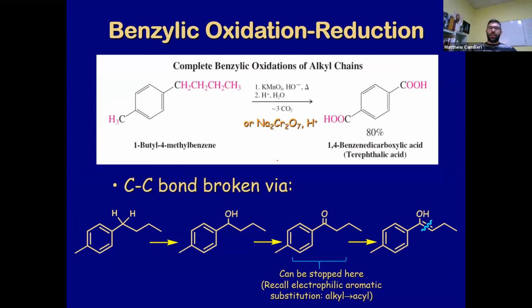Benzylic oxidation-reduction reactions. Now, this is something that you have done at A level, but any alkyl group can be oxidized to COOH. I'm emphasizing any alkyl group because a lot of students think this is only for methyl. Any alkyl group will give you the carboxylic acid. So if you have two alkyl groups, then you will have two carboxylic acids.